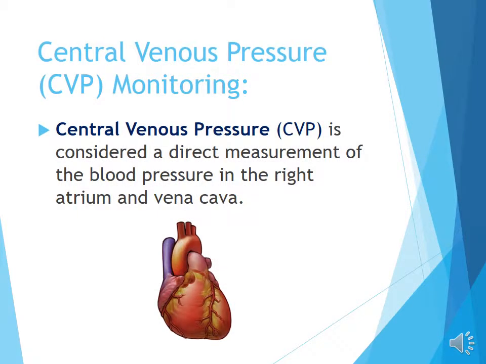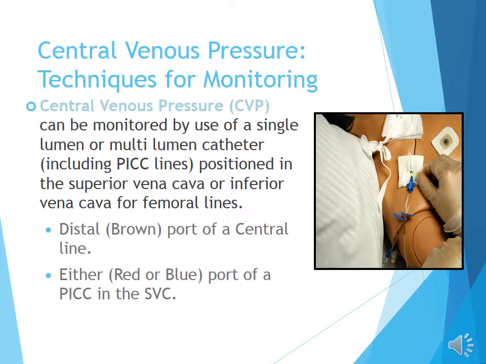Next, we're going to move on to central venous or CVP monitoring. CVP monitoring is a direct measurement of the blood pressure in the right atrium and the vena cava. CVP, or central venous pressure monitoring, can be achieved through the use of a single or multi-lumen catheter that is positioned in the superior vena cava. If you have a femoral line, it's going to be in the inferior vena cava. Then you attach that to the pressure transducer, and that's how you achieve your CVP monitoring.